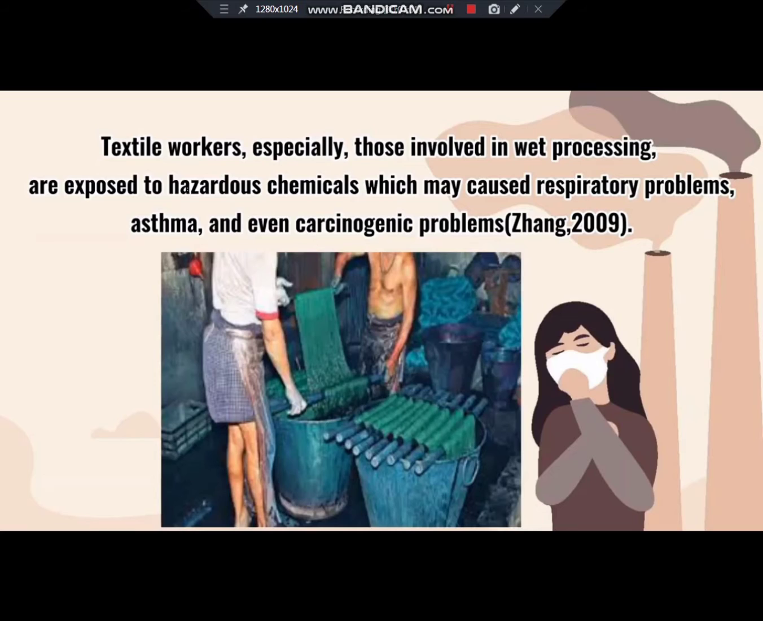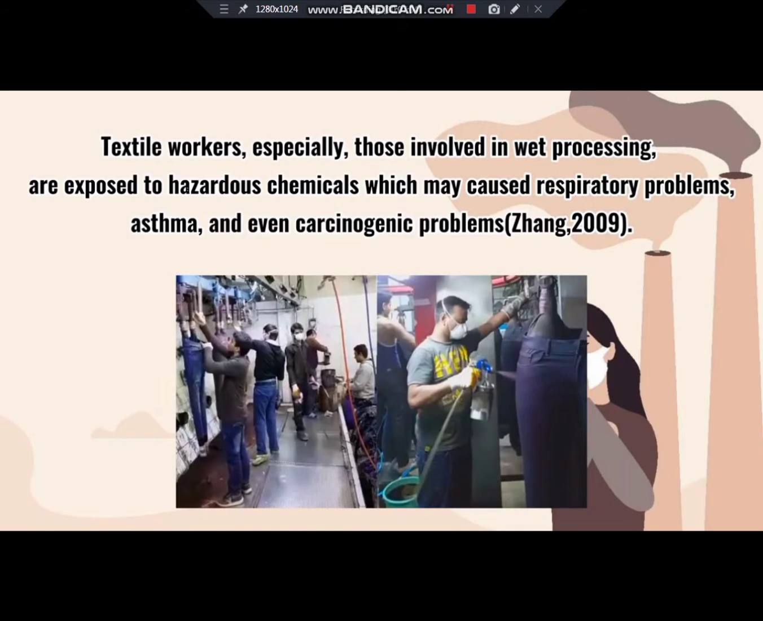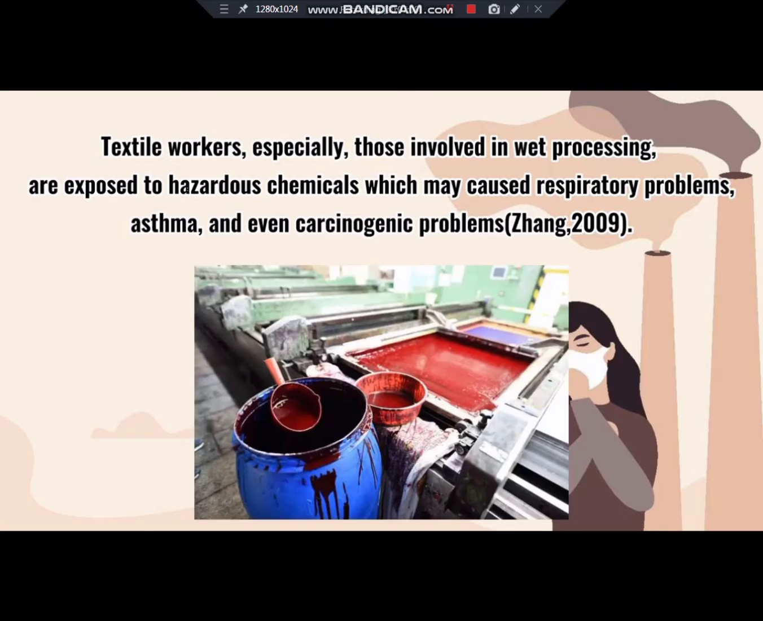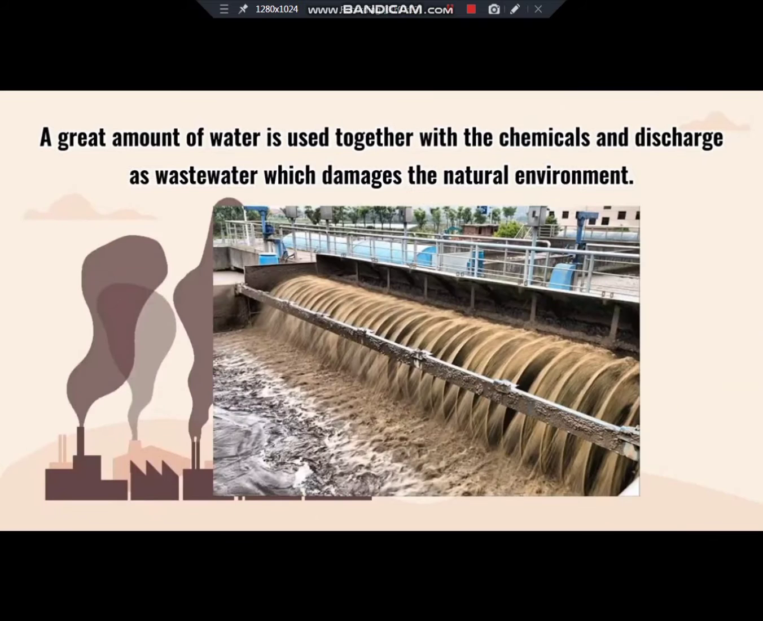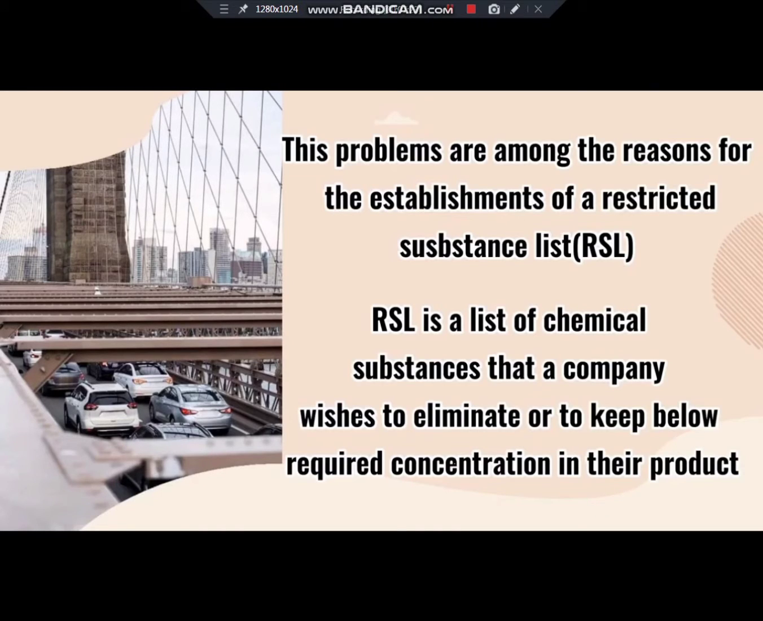Textile workers, especially those who are involved in wet processing, are exposed to hazardous chemicals which may cause respiratory problems, asthma, and even carcinogenic problems (Zhang, 2009). A great amount of water is used together with the chemicals and discharged as wastewater, which damages the natural environment. These problems are among the reasons for the establishment of the Restricted Substance List, or RSL. RSL is the list of chemical substances that a company wishes to eliminate or to keep below required concentration in their product.